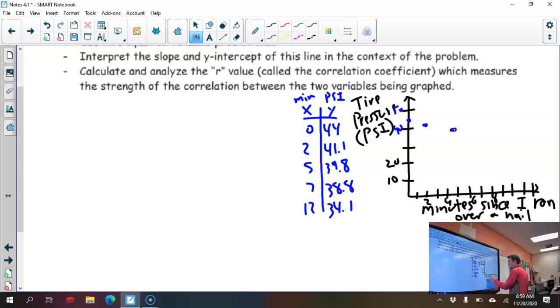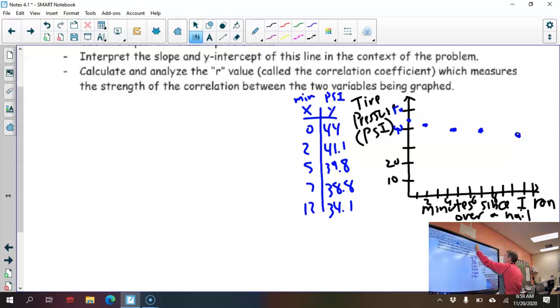Then when I get to 7, I'm at about 39. Still a little bit under 40, but not too much down from 38.8. And then when I get to 12, I'm at 34, so a little bit less than halfway between 30 and 40. Maybe about right there. So those points do not look like they line up exactly in a straight line, but they're pretty close. I'd call that pretty linear.